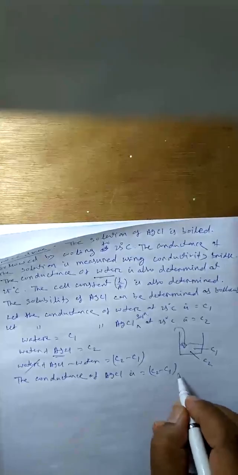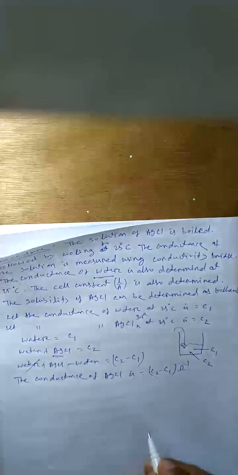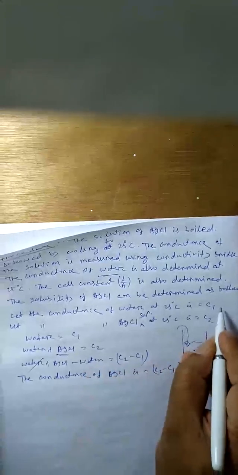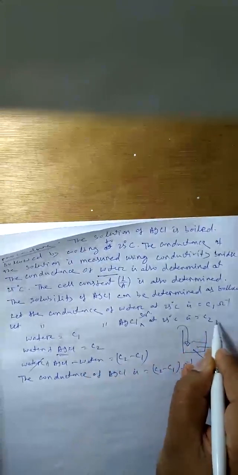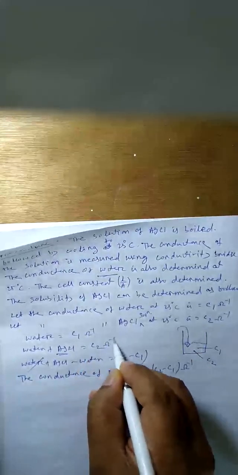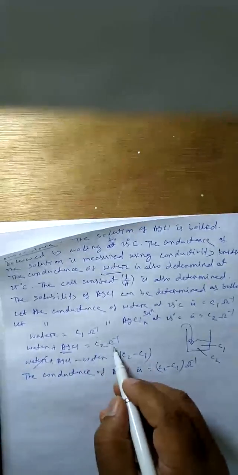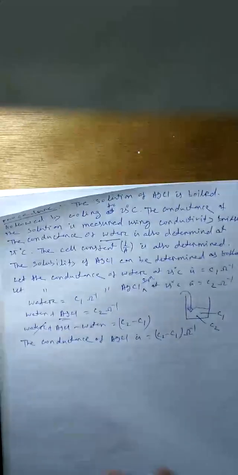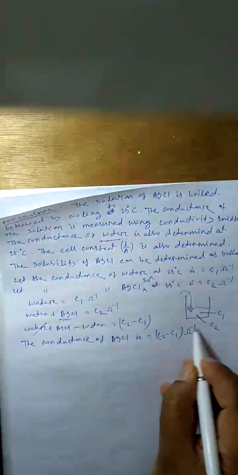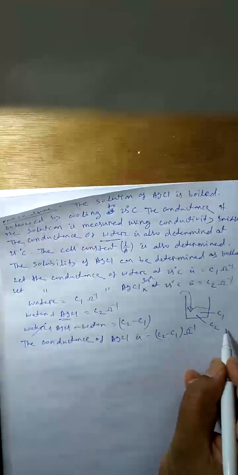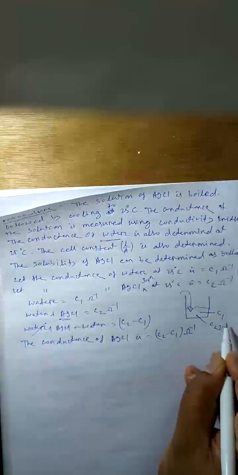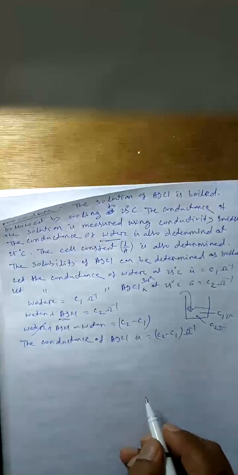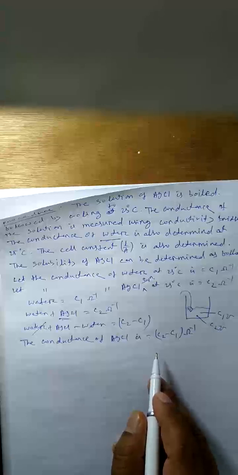Conductance is the reciprocal of resistance. The unit of resistance is ohm, so the unit of conductance is mho, or ohm inverse. You have to write ohm inverse. Ohm inverse is also called mho, just the reverse of ohm. The conductance of silver chloride is C2 minus C1 ohm inverse.